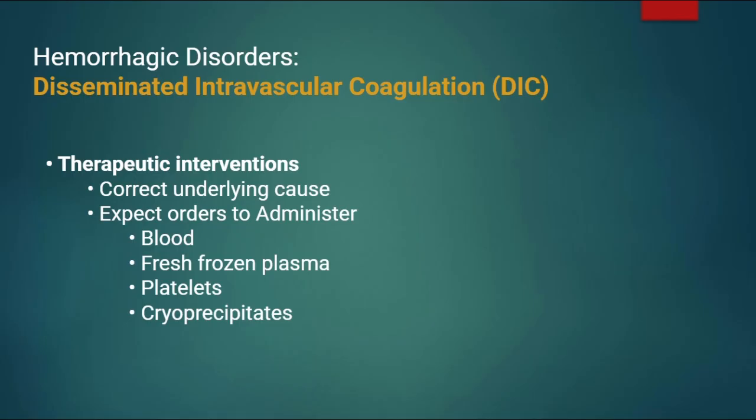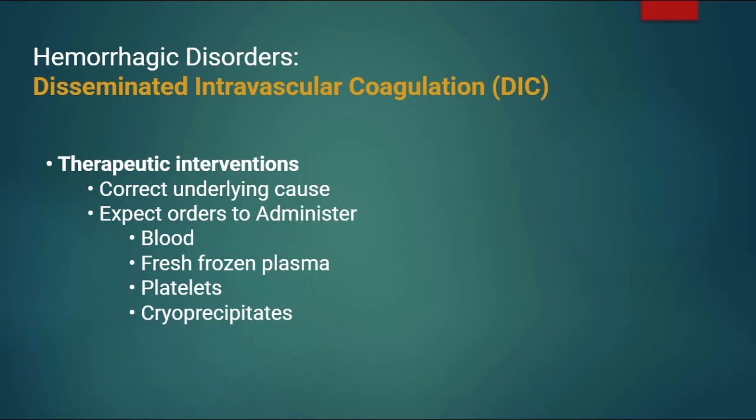Now let's review the therapeutic interventions for disseminated intravascular coagulation, or DIC. The number one priority is always to treat the underlying cause. DIC is not a disease itself, it's a complication of something else, such as trauma, infection, or cancer. If the root problem is not corrected, the clotting and bleeding cycle will continue. For immediate management, you should expect provider orders for blood product replacement.